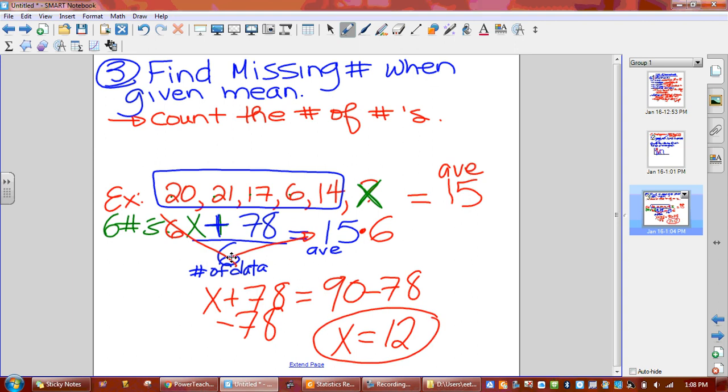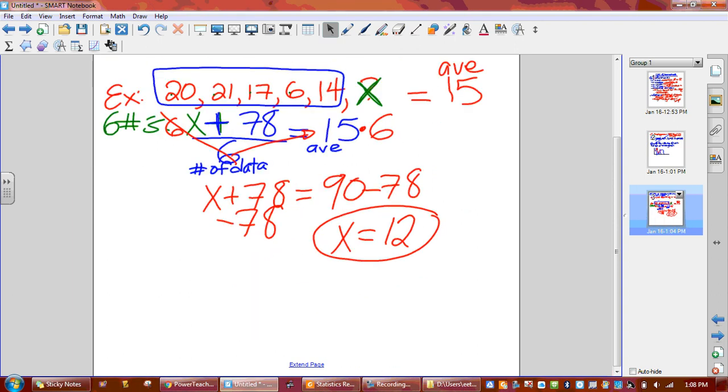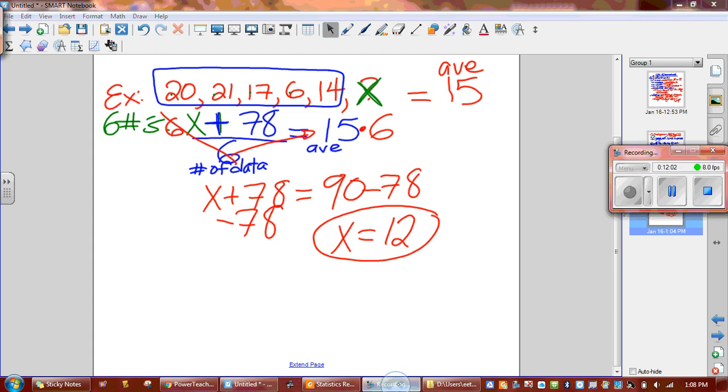Okay? Now, for normalcy's sake, if I just wanted to find the average of these 6 numbers, I would take 20, 21, 17, 6, 14, and now my number 12. This is how you can work backwards to see if you got the right answer. So add those 5 numbers plus the 12, divide it by 6, and see if you get 15. You should. Okay? So we're working backwards to find the answer is what we've done. Okay, I'll let you finish writing that down, and we're going to move on.